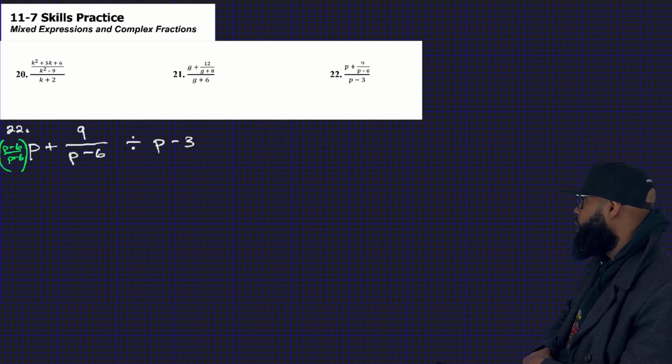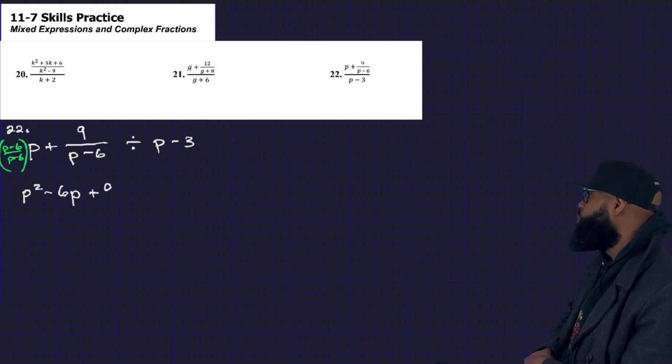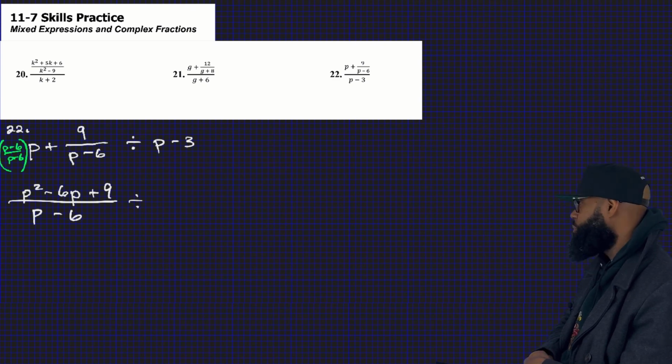So p minus 6, I'm not changing it, just making it look different, right? So now it's going to look like p squared minus 6p over p minus 6. And where did the plus 9 come from? They have the same denominator. Now divided by the p minus 3.